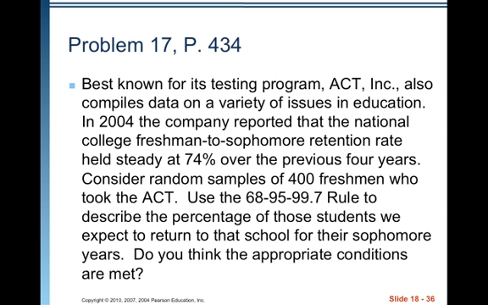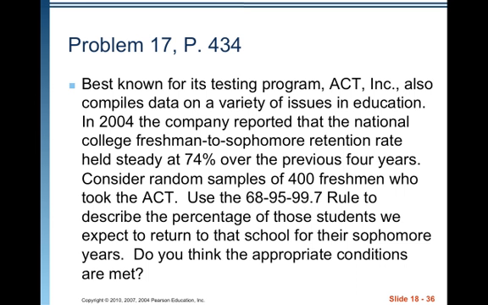Okay, let's go on to examples. The first example we're going to look at is problem 17 on page 434. Best known for its testing program, ACT Incorporated also compiles data on a variety of issues in education. In 2004, the company reported that the national college freshman to sophomore retention rate held steady at 74% over the previous 4 years. So 74% of freshmen went back to the same school for their sophomore year. Consider random samples of 400 freshmen who took the ACT.